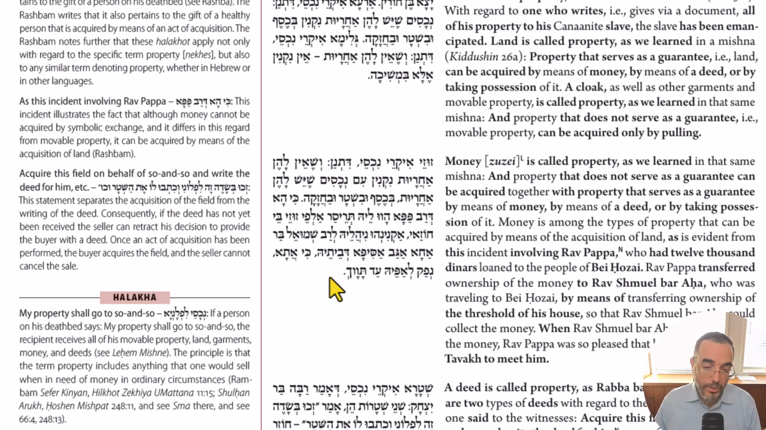How did he do it? How did he transfer this money? Because the money isn't here. He can't just hand him the money. It's in this faraway place. So you know what he did? He transferred it agav the threshold of his house.